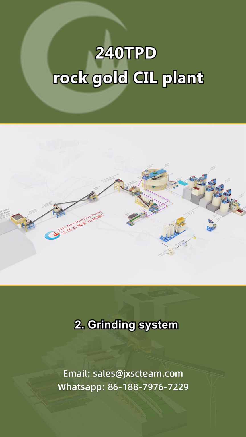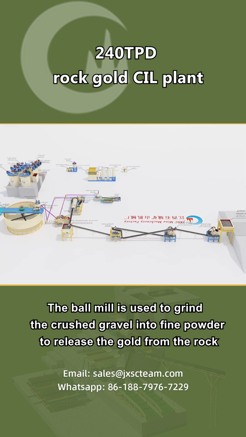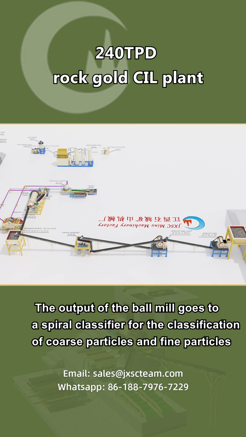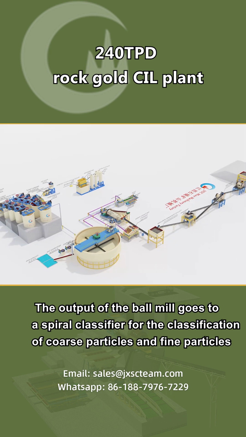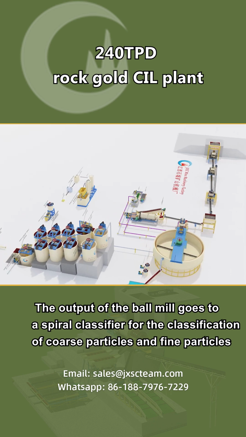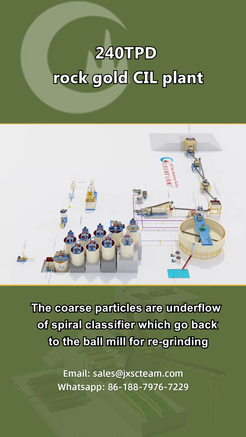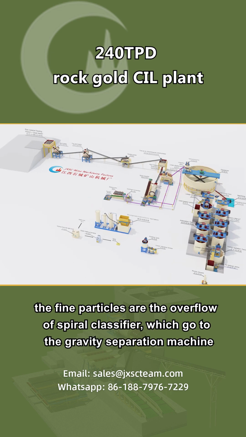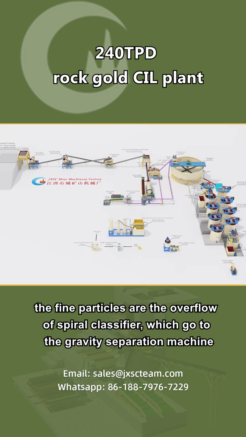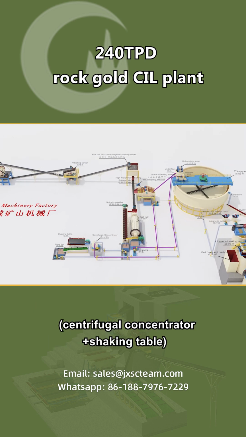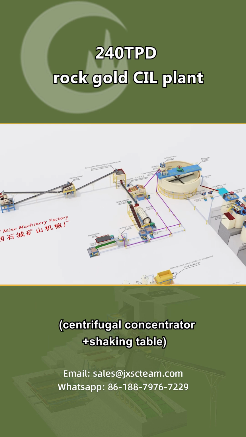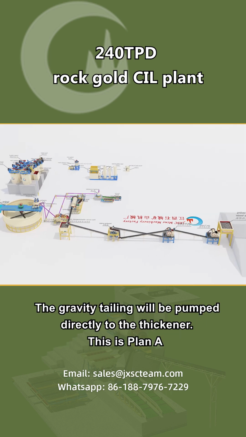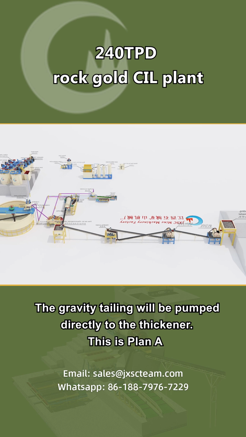2. Grinding system. The ball mill is used to grind the crushed gravel into fine powder to release the gold from the rock. The output of the ball mill goes to a spiral classifier for the classification of coarse particles and fine particles. The coarse particles are underflow of spiral classifier, which go back to the ball mill for regrinding. The fine particles are the overflow of spiral classifier, which go to the gravity separation machine, centrifugal concentrator plus shaking table, for recovering already liberated free gold after grinding by ball mill. The gravity tailing will be pumped directly to the thickener.